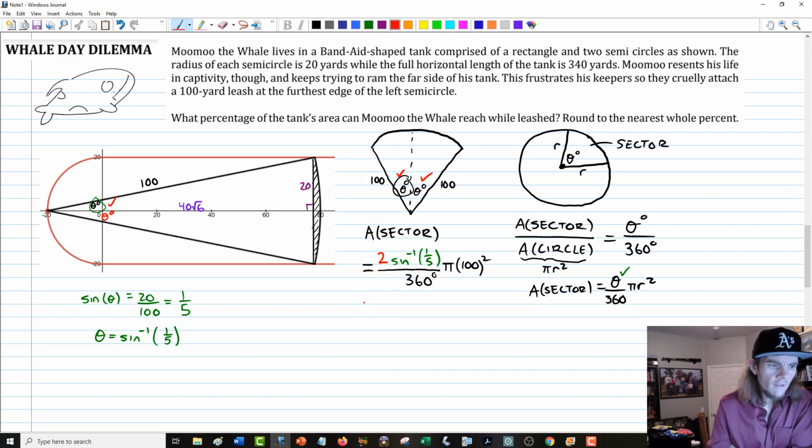So when I put all that in and make that adjustment, we're going to see some simple things here. We have 2 over 360, so that's going to be sine inverse of 1/5. Again, I like to simplify. I feel like it's nice to have everything as clean as possible. Oops, that should be 180.